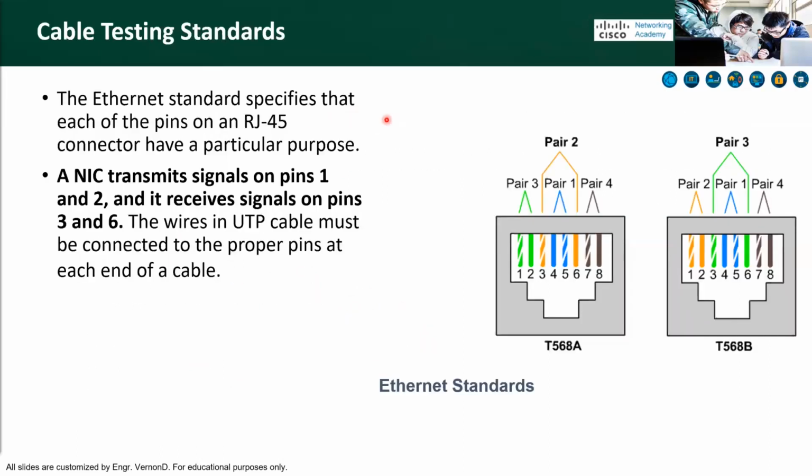Ethernet standard specifies that each pin on an RJ45 connector has a particular purpose. The NIC transmits signals on pins 1 and 2, and it receives signals on pins 3 and 6. The wires in UTP cable must be connected to the proper pins at each end of the cable.